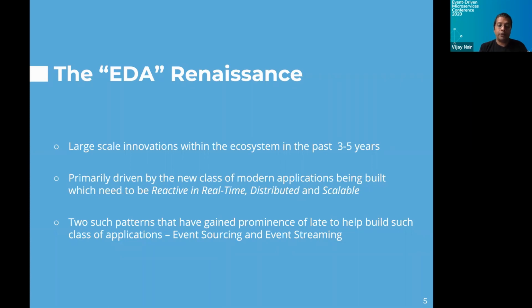We're going to talk about a background of what these patterns mean, what exactly goes into building or implementing these patterns, and the two tools that are leading the charge in these two patterns. Of course, from an event streaming perspective, Kafka has really pioneered the concept of event streaming. And we'll talk about how Axon has taken the lead in providing a robust enterprise-grade event sourcing infrastructure. So that's what I call the EDA renaissance.